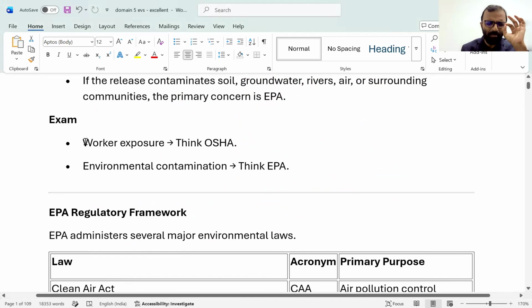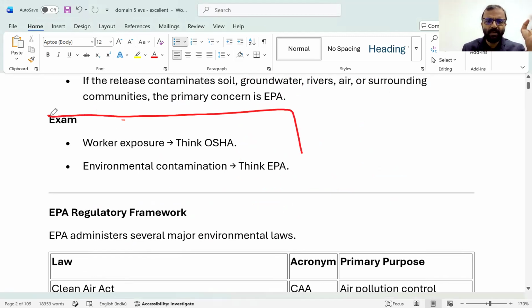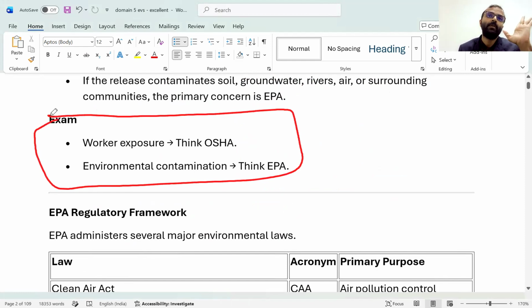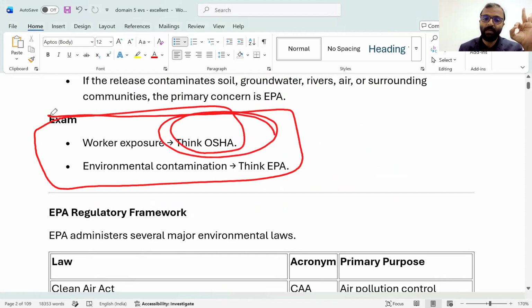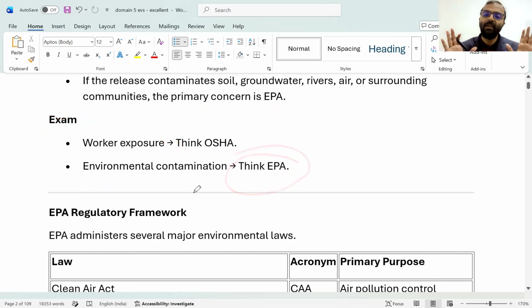Ultimately, just remember this one. Worker exposure: if something is happening to the worker, then OSHA will come. OSHA is the protector of the workers. That way you understand. Environmental contamination, if the environment has some problem, then EPA will come. This is the easiest way to understand; you will not find anything easier than this.